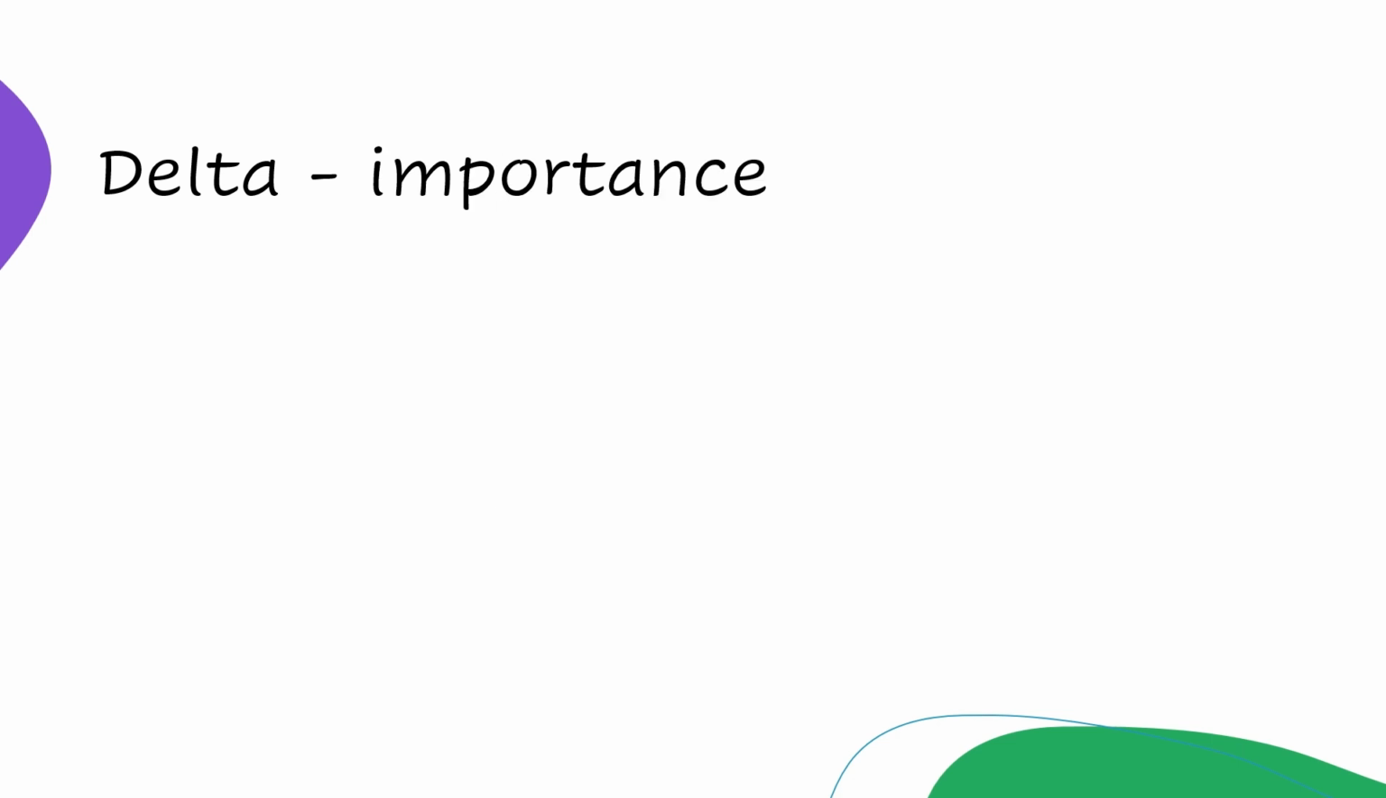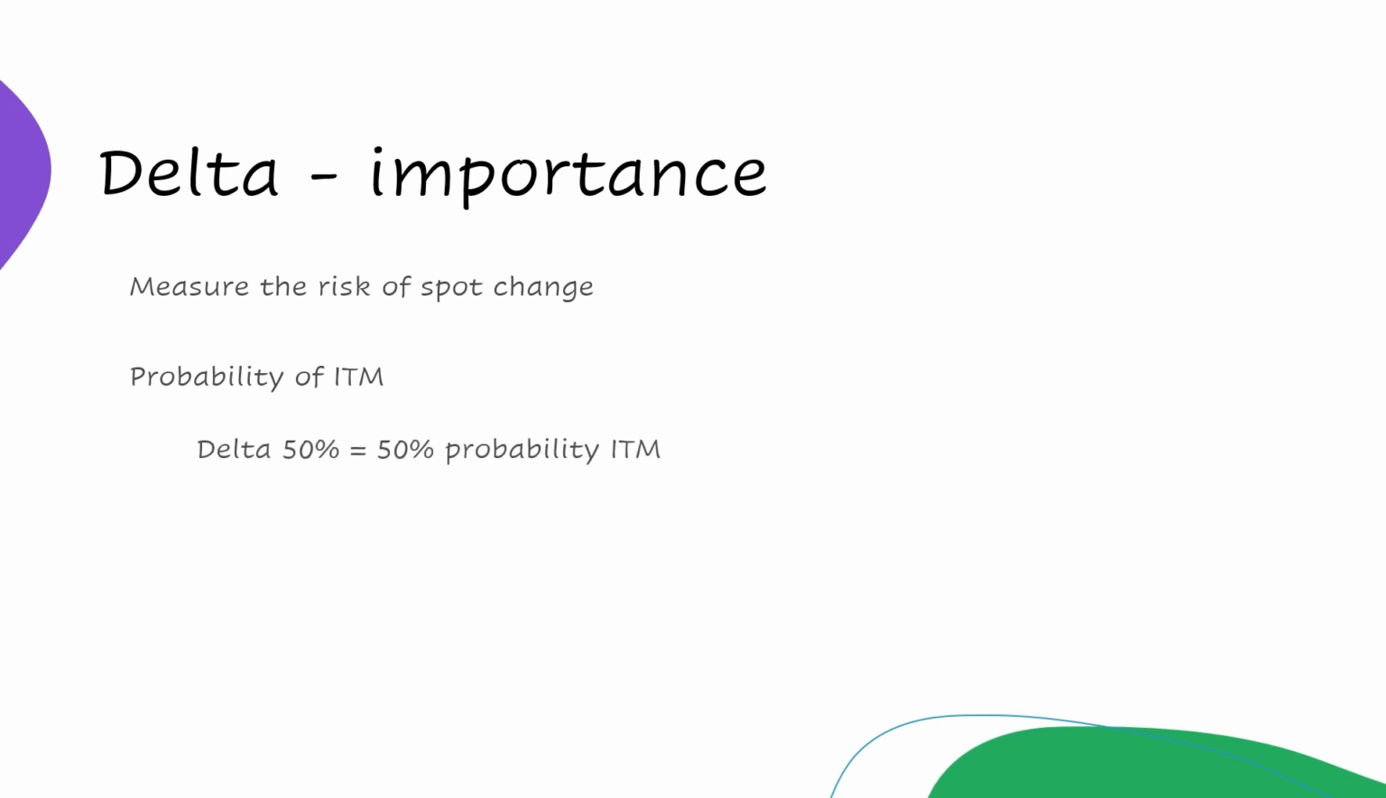It is very important for traders to understand delta. It is the primary Greek of option, and it measures how option value changes when underlying spot changes. Delta can also be used as an estimation of probability of option expiring ITM. For example, delta 50% means 50% probability for the option to end up expiring in the money.